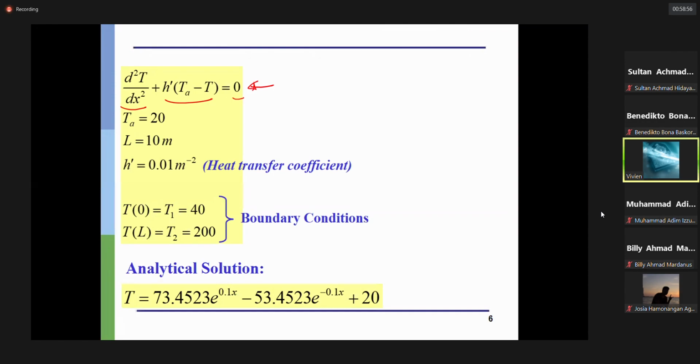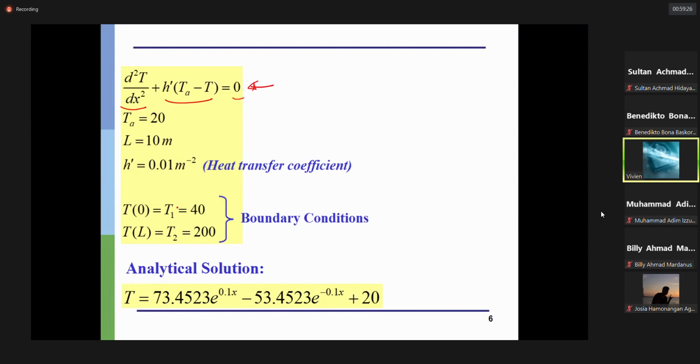Then we have the values specified. For example, the ambient temperature is 20 degrees, the length of the rod is 10 meters, and we have h', which is the heat transfer coefficient. Actually we have a convection coefficient and K, the conduction coefficient, if you learned it in heat transfer. But now we collect all of these values together, so in general we have the heat transfer coefficient, denoted by h'.